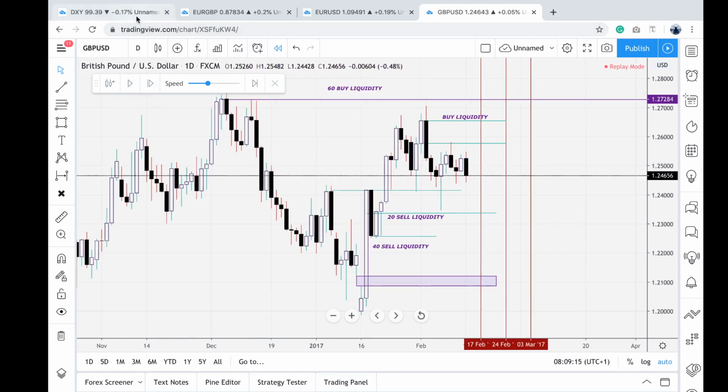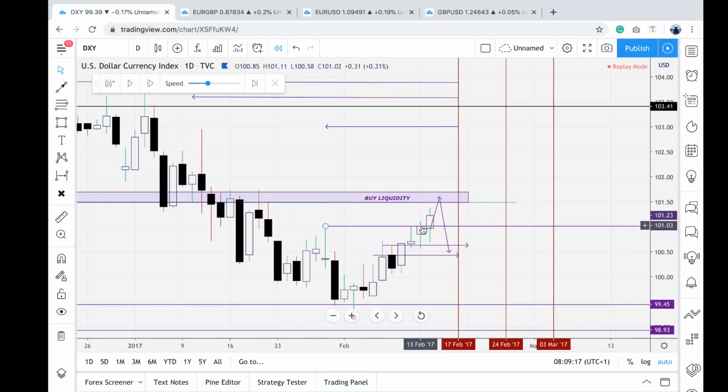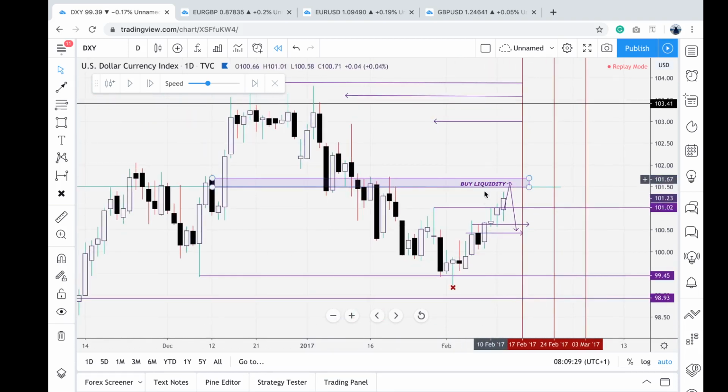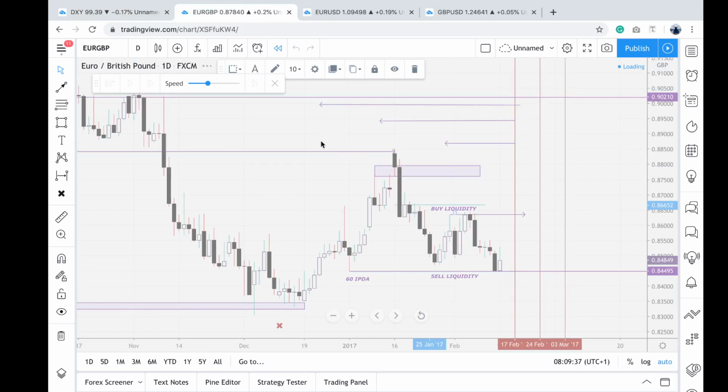Okay, so back to DXY. This is Monday's candlestick, Tuesday's candlestick. So it seems like we're creating Wednesday's high of the week for bearishness on the DXY. Remember, now we're getting to premium level. And euro pound, what is actually going on?